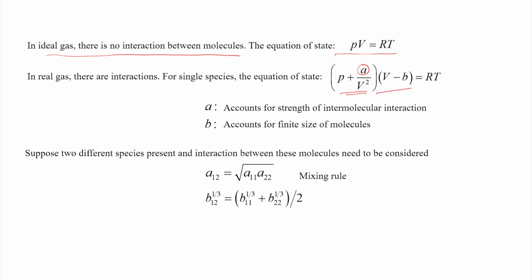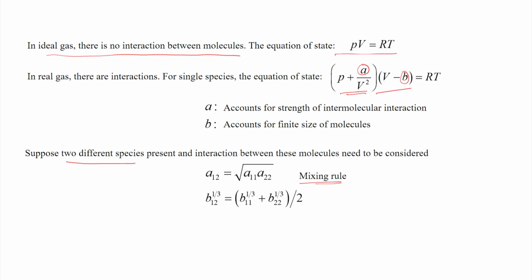Now, this is for, let us say, a single species present, but in a mixture of gases, when there are several different species, then this A and B have to be determined for that mixture of gases. Within the mixture, molecules of 1 collide not only with molecules of 1, but also with molecules of 2, molecules of 3, and so on. So, there are 2 different species, 1 and 2. Therefore, the A, that is the strength of intermolecular interaction, has to be accounted for, and that is done by considering a particular kind of mixing rule.